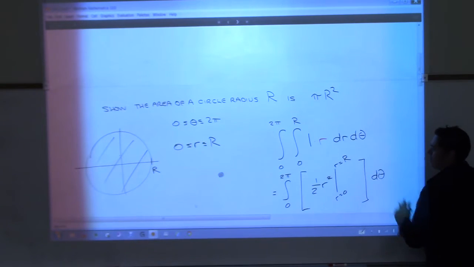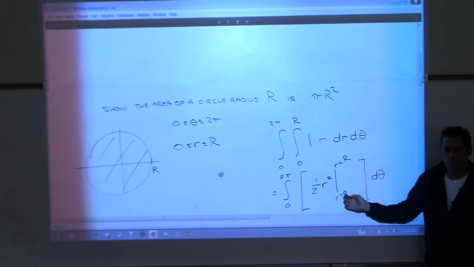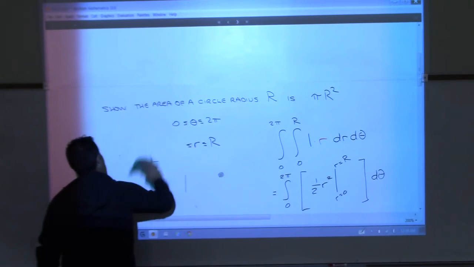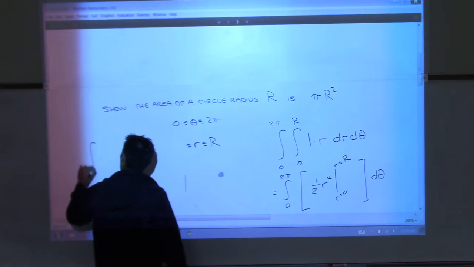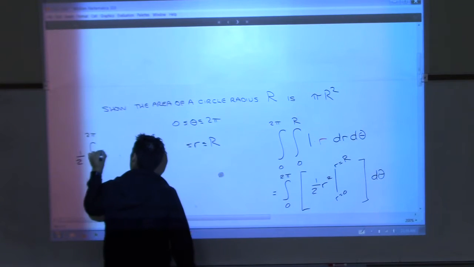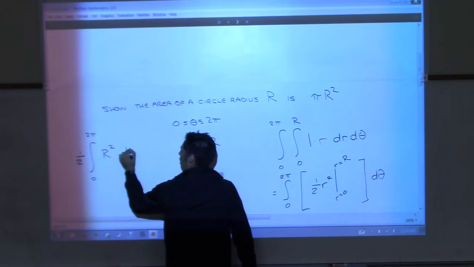D theta. What happens when you plug in capital R? You get 1/2 capital R squared, right? When you plug in 0? 0. So now what you get is the integral from 0 to 2 pi. And what did we say that was? 1/2 capital R squared. I'm going to pull the 1/2 out. And now I'm going to integrate with respect to theta.